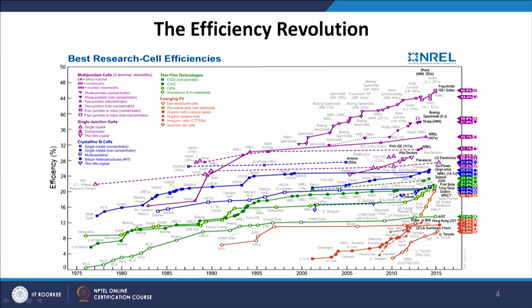Now, this master chart from the National Renewable Energy Laboratory in the USA shows the efficiency evolution of different kinds of solar cell over the years. This chart you will see in almost all lectures related to solar photovoltaics.